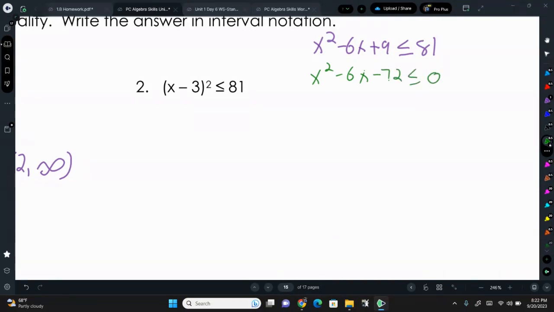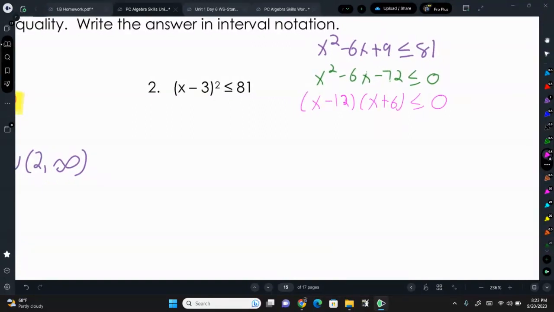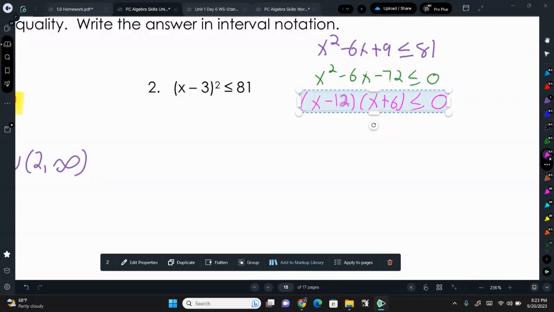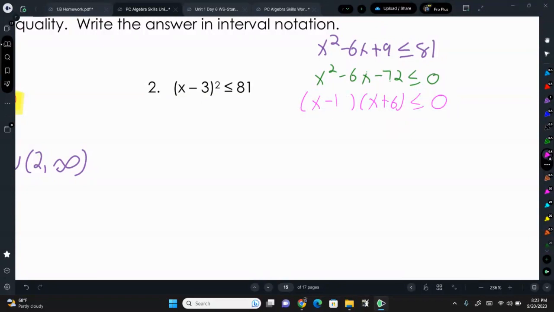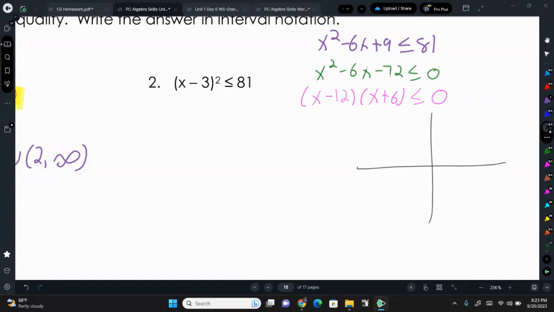Okay, now we can factor this. X squared minus 6x minus 72 factors to x minus 12 and x plus 6. Okay, so then we can draw our rough sketch, and we have negative 6. So negative 6 we know is over on this side, and 12 is over here. So we don't even need to draw in all the tick marks. We just need to plot our x-intercepts.